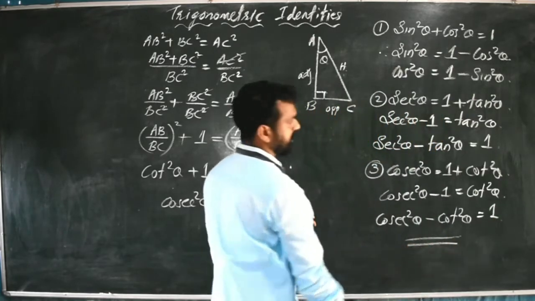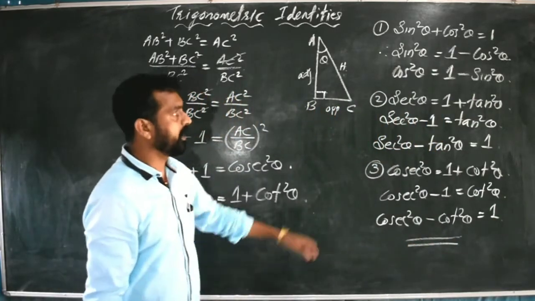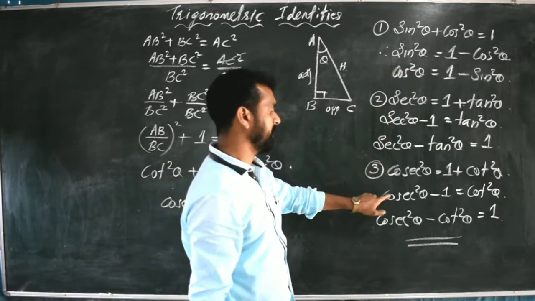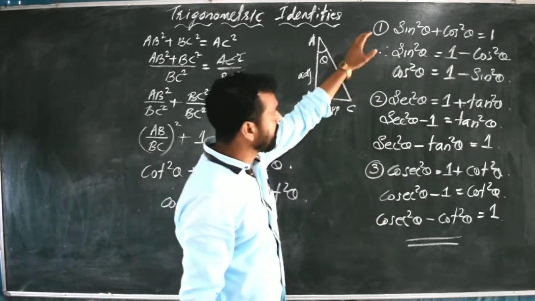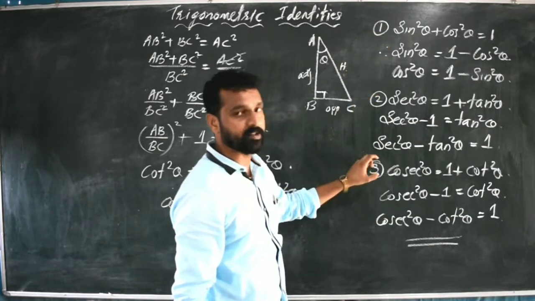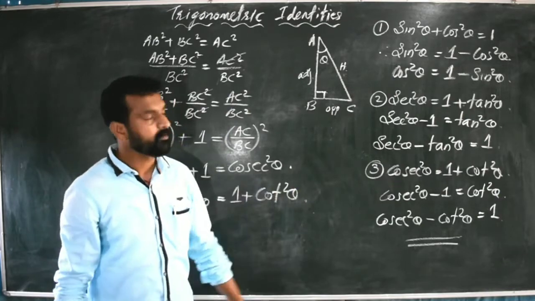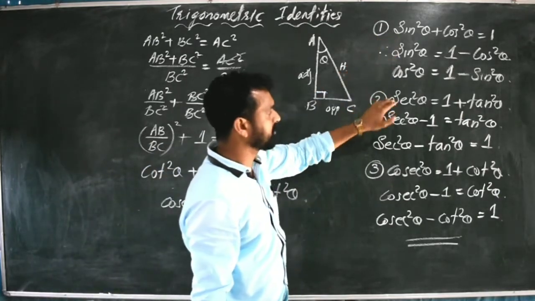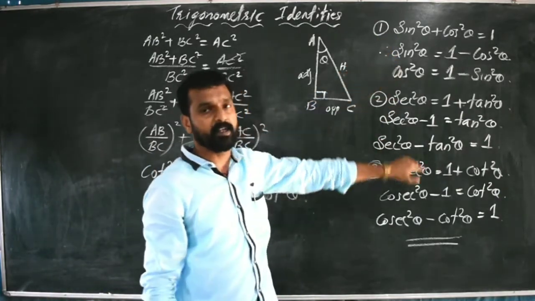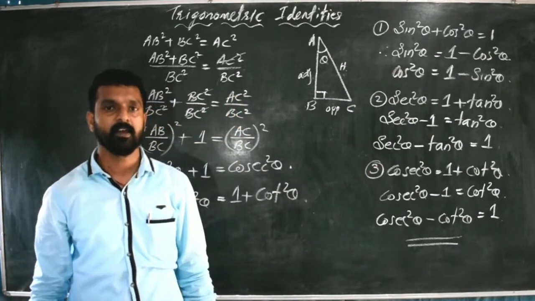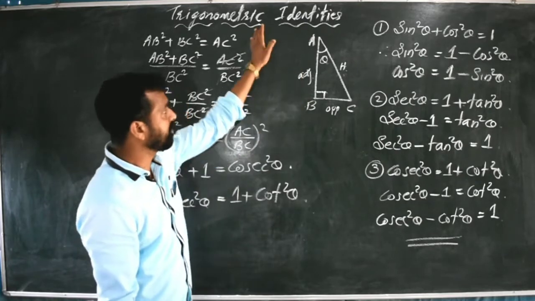So these are the 9 trigonometric identities. 1, 2, 3, 4, 5, 6, 7, 8, 9. Mainly you have to study these 3 trigonometric ratios. After that you derive the rest from there, not at all by hearting these formulas. First these 3 formulas you have to remember. From there derive the remaining formulas. Then you can easily remember those formulas, that much only. These are the 9 trigonometric identities.